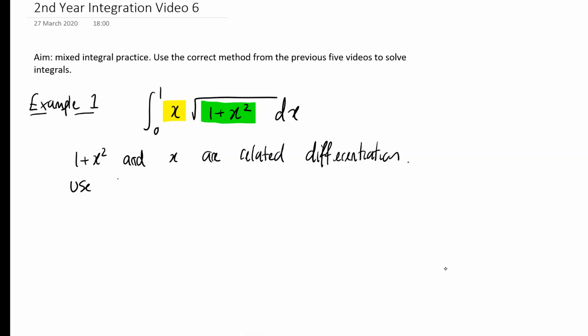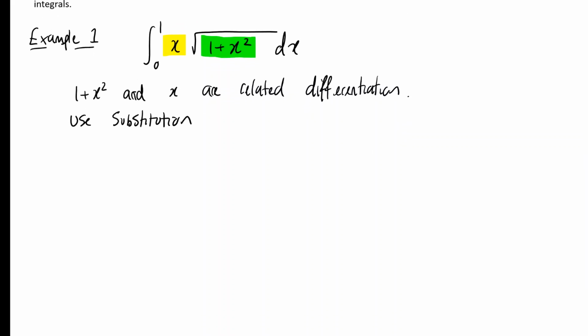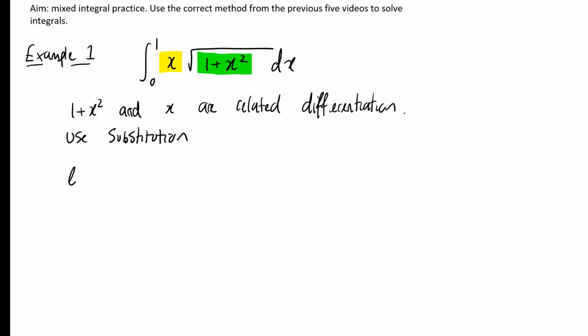So we will use substitution. The part that differentiates to something related to the other part, that should be u. So in this case, we would let u equal 1 plus x squared. Therefore du dx is equal to 2x. So we can assemble this.